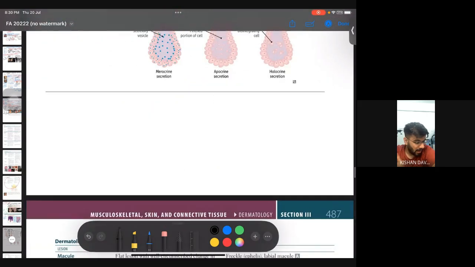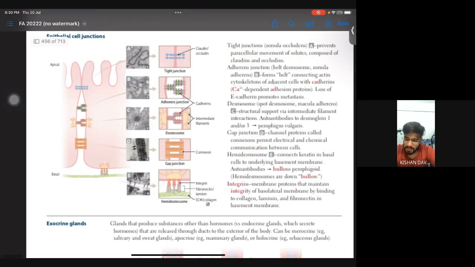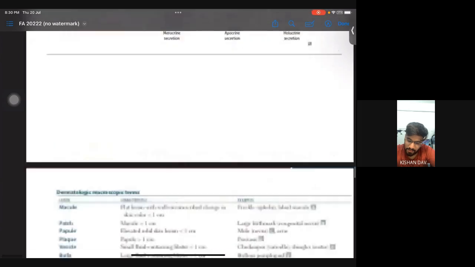Another thing, there is one question asked in UWorld. Gap junctions promote electrical activity. Okay, gap junctions promote electrical activity.